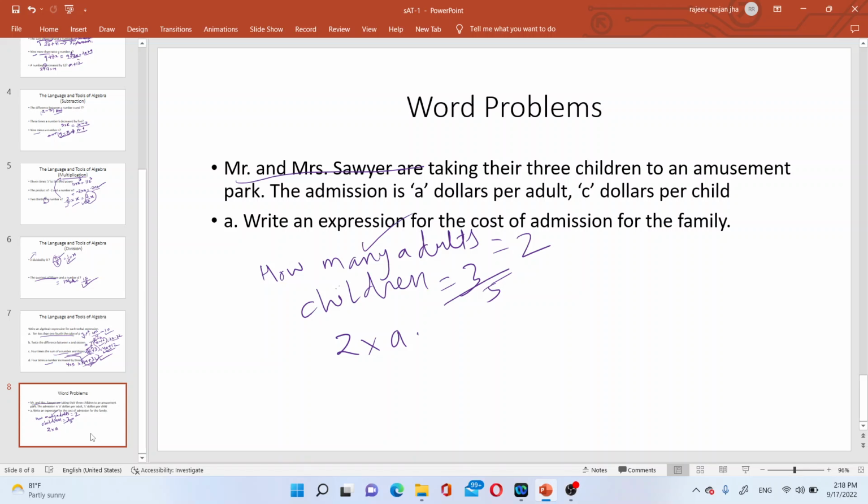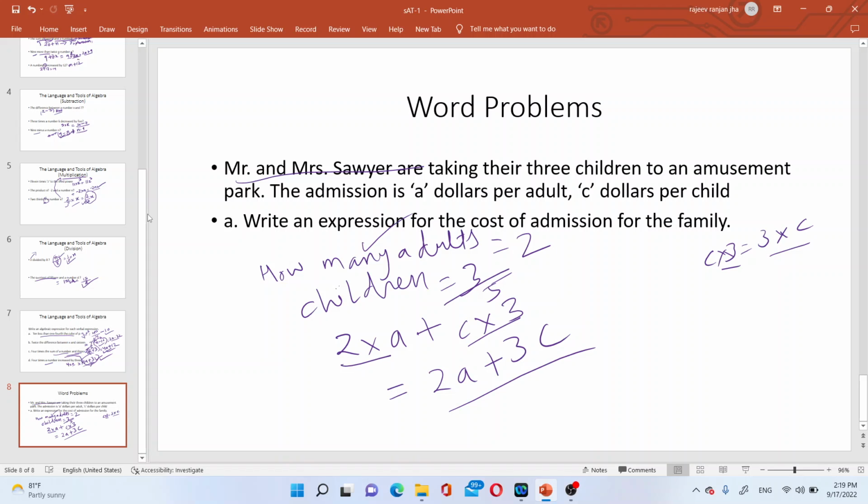Okay. And then C dollars for child. C dollars for child multiplied with how many children? 3 children. So don't confuse here. C into 3 is the same as 3 into C. There is no problem because this is the property which we have read in our school days. 7 into 8 is same as 8 into 7. So here I'm writing C into 3, it is the same. It can be 3 into C also. Anyway, the algebraic expression will be 2A plus 3C.